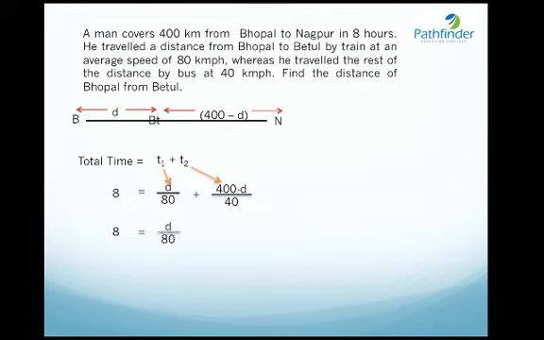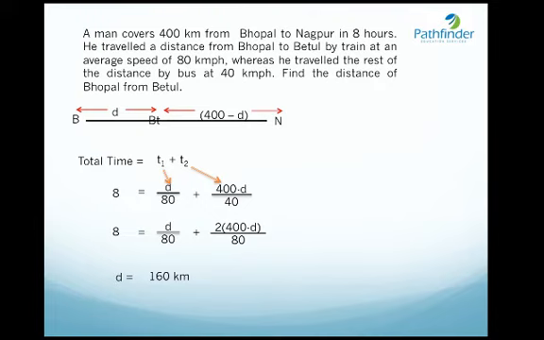So 8 is equal to d by 80 plus 2 into 400 minus d by 80, which is nothing but a rewritten form of the above equation. On solving for d, we will find the value of d to be 160.